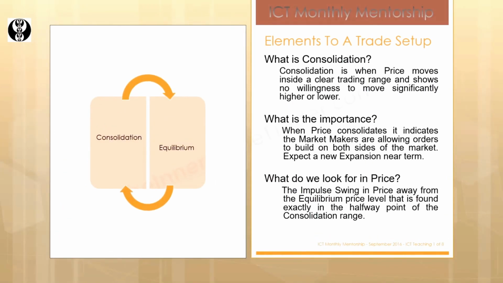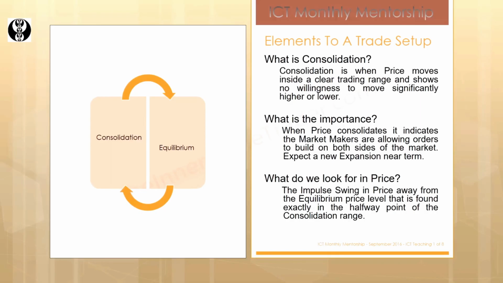And lastly, we have consolidation, and when we're referring to consolidation, we're directly relating that to an ICT tool of equilibrium. What is consolidation? Consolidation is when price moves inside a clear trading range and shows no willingness to move significantly higher or lower. And what's the importance? When price consolidates, it indicates the market makers are allowing orders to build on both sides of the market. Expect a new expansion near term.